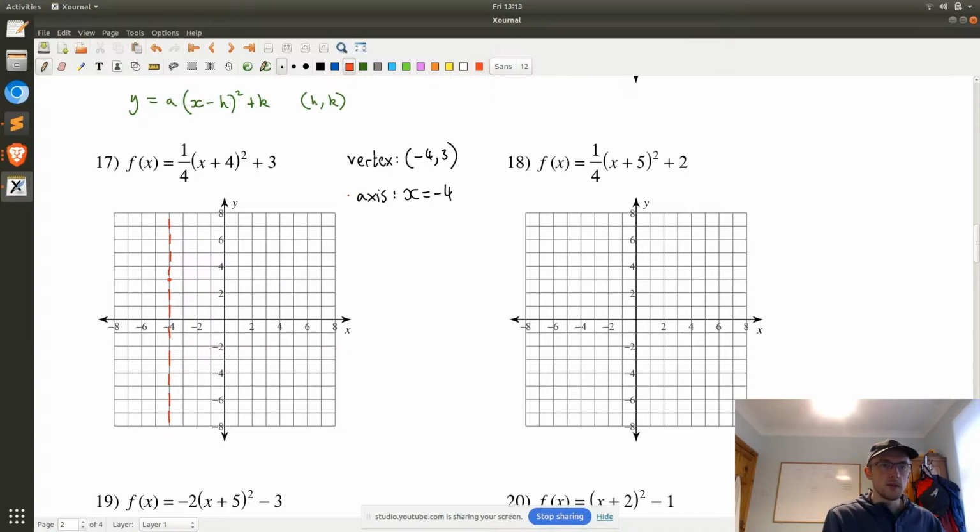Okay, and then in vertex form, you can actually get the roots. So just set it equal to 0. So 0 equals a quarter of x add 4, all squared, add 3. But it's going to open upwards, and the vertex is there. So the roots will be complex, they'll be imaginary. They'll be complex conjugates, in fact. So no real roots.